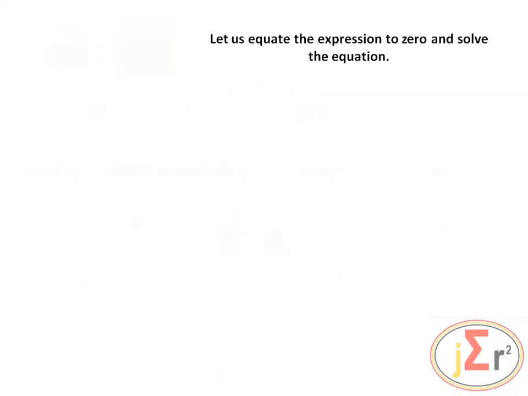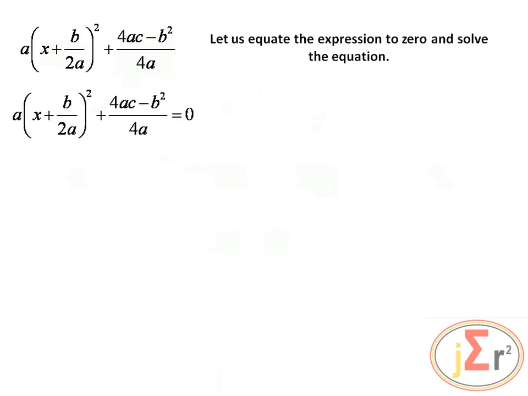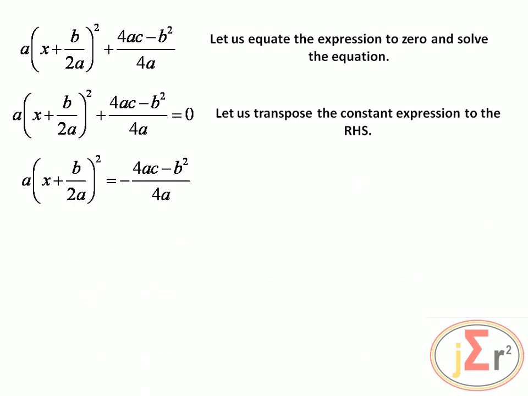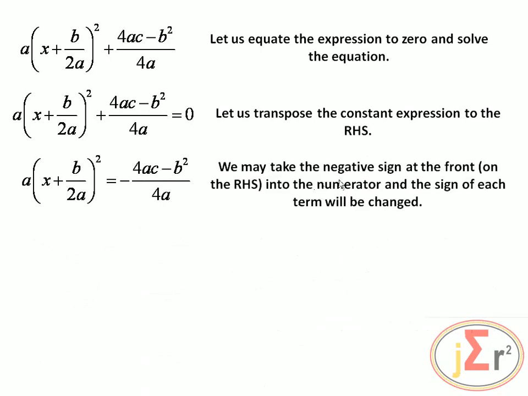Let us equate the expression to 0 and solve the equation. So we are equating that to 0 and we are solving this equation. And of course we are solving for x. First we need to get rid of this constant value to the other side of the equation. So our constant value will go to the right hand side, where it will acquire a negative sign. We may take the negative sign at the front on the right hand side into the numerator, and the sign of each term will be changed.